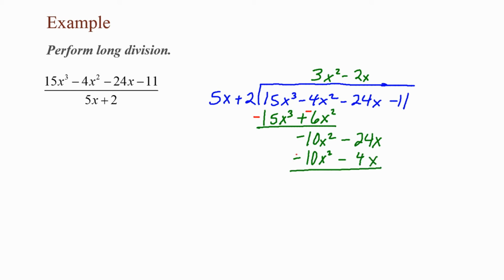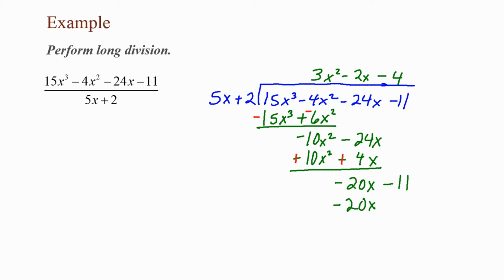Subtracting, I have negative 10x squared plus 10x squared, which is 0. Then I have a negative 24x plus 4x, which gives me a negative 20x. Bringing down my minus 11, I now need to find what times 5x gives me a negative 20x, and that's a negative 4. Negative 4 times 5x gives me a negative 20x.